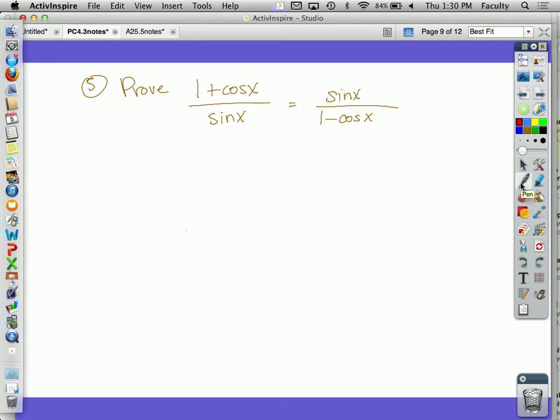All right, number 5. Try this one. You want to prove that 1 plus cosine x over sine x equals sine x over 1 minus cosine x. The most tempting thing to do is to cross multiply, and you cannot do that, okay? There is a brick wall that does not allow cross multiplication. Bam, yes, smacked against the wall. You can't do that. All right, so hopefully you didn't cheat and look at how I had started it. Think about it, okay? And there's actually more than one way to do this.